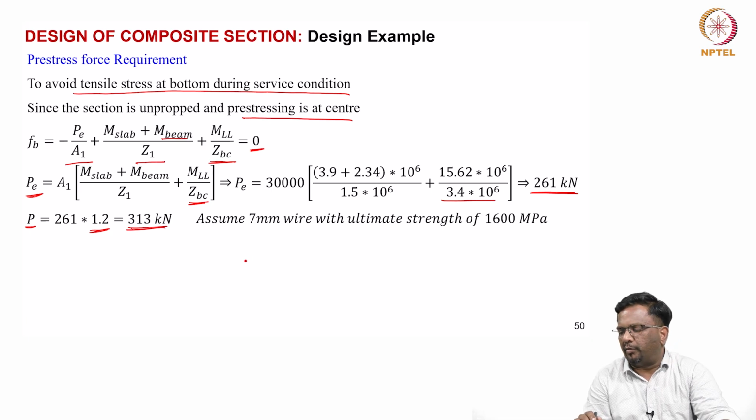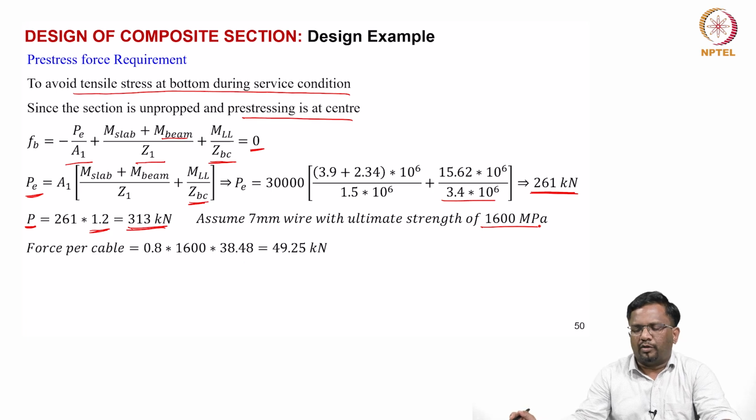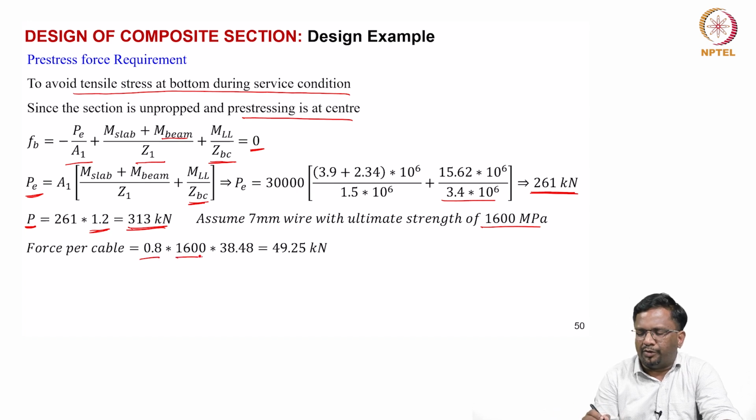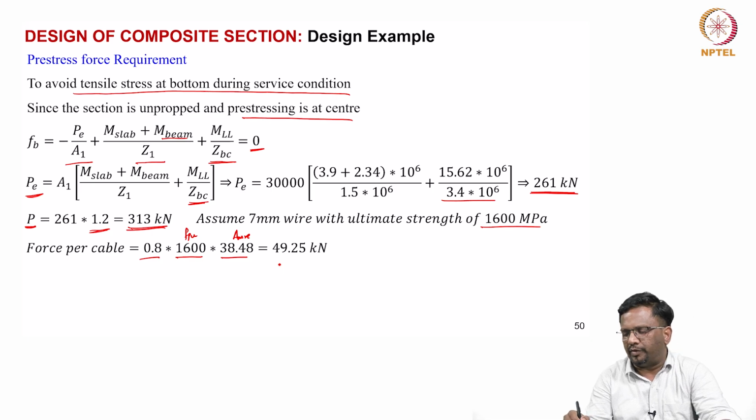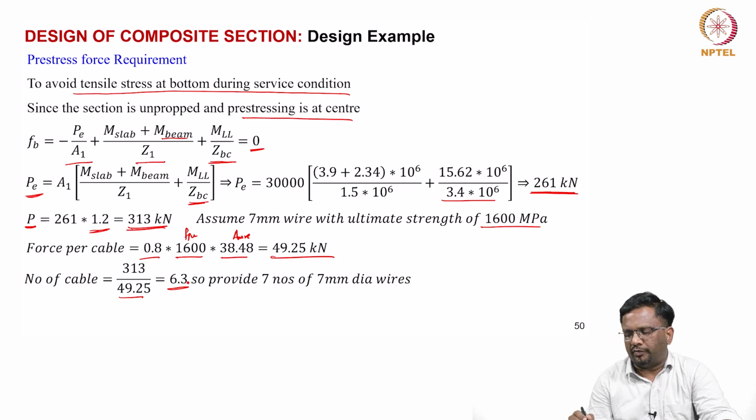Now if you assume 7 mm wires are used with an ultimate strength of 1600 megapascal, for the force per wire, usually for wires you can stretch up to 80%. So 0.8 times FPU times the area of your wire, right? And this is your FPU. So when you do that, for each wire, I can put a force of 49.25 kilonewton. Now, for 313, if you divide by 49.25, I need about 6.3 numbers of wires. So we round it off.